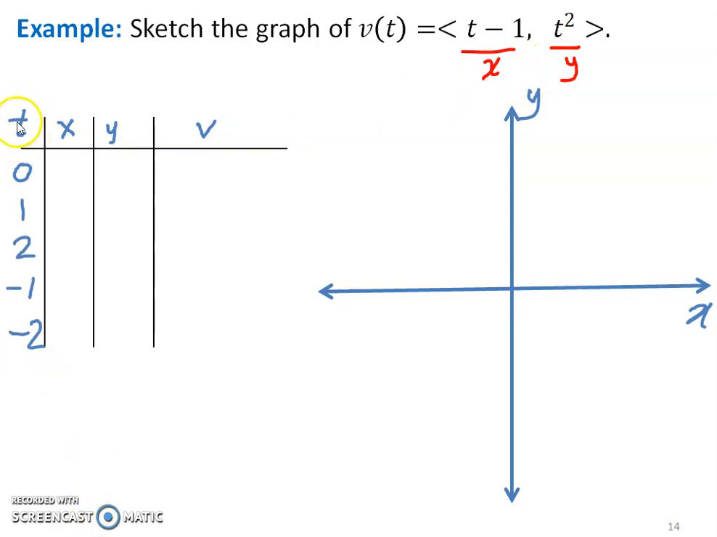You can assume the value of t any positive or negative number. I'm taking 0, 1, 2, minus 1, minus 2. And you need to find x. X is t minus 1 and y is t squared.